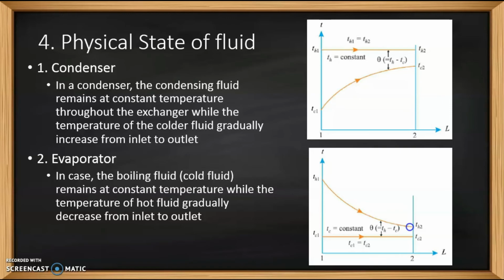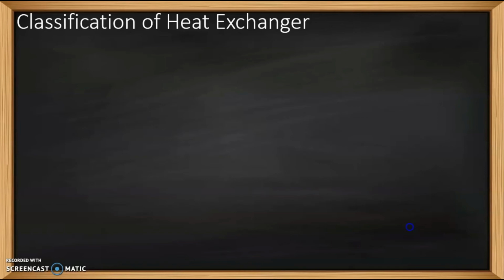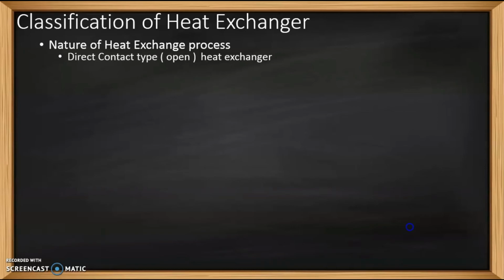So now we summarize all the criteria for classification of heat exchanger. Now we summarize the whole classification of heat exchanger. Heat exchangers are classified based on 4 different criteria. The first criterion is the nature of heat exchange process. According to this criterion, we have two types of heat exchanger, direct and indirect contact type. In indirect contact type of heat exchanger, there are another two types, the regenerator and recuperator.